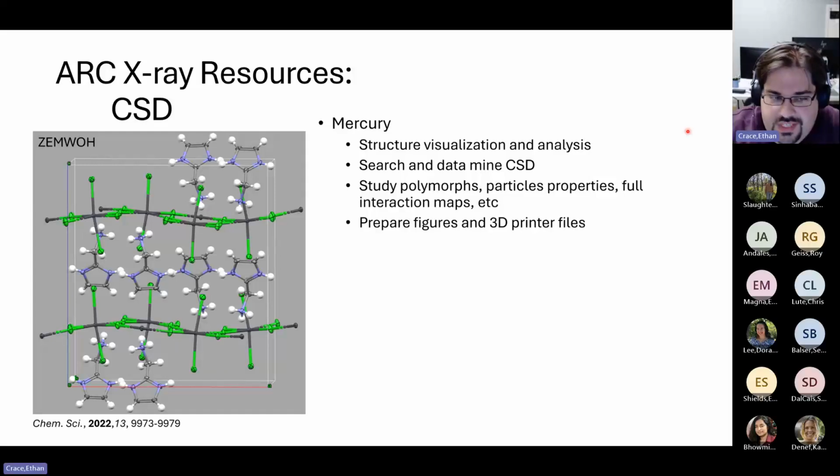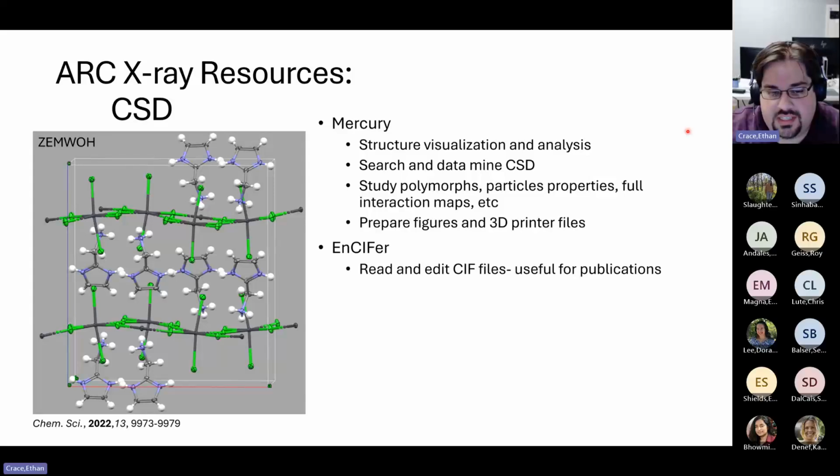You can study crystal structures to look at the differences in their polymorphs. You can look at the properties when you scale it up to particle size. You can look for various intermolecular interactions if that's something you're interested in. You can also prepare figures for publication, or if you want, files for 3D printers to read out.